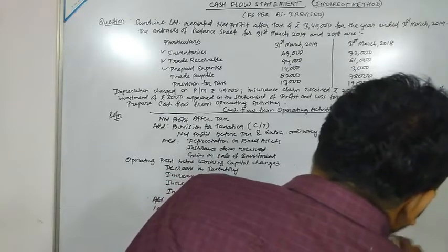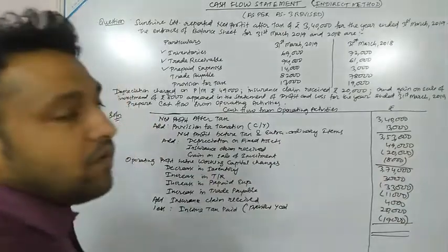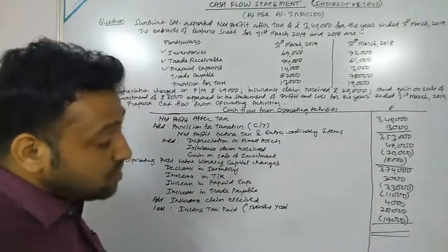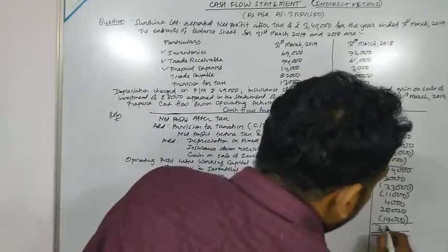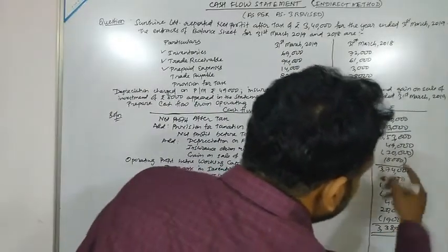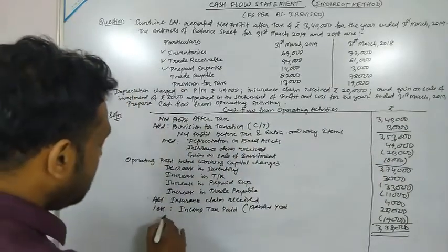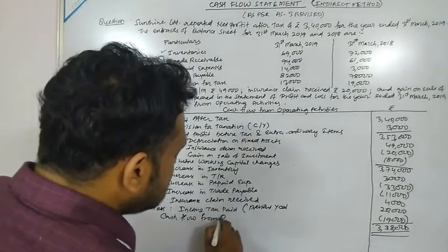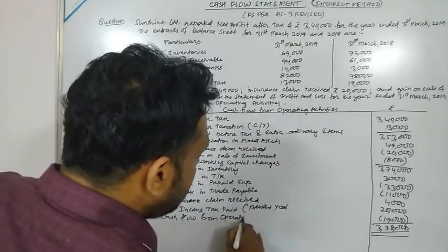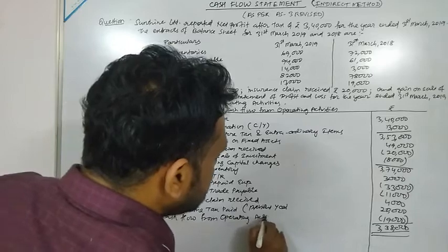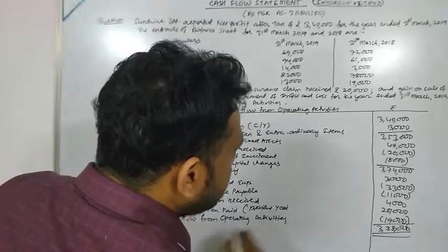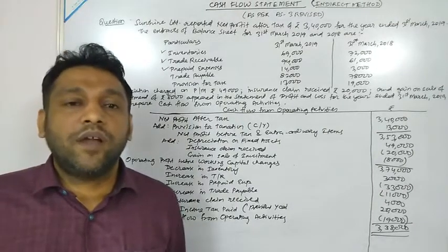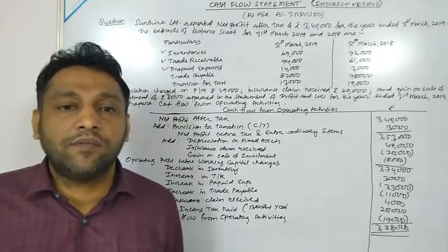Okay, so after the calculation of all this, we will get the answer, your cash flow from operating activities. So how much will be the difference figure? 3,38,000 will be the total. Whatever answer you get will be your cash flow from operating activities. This is the way we are required to calculate cash flow from operating activities.